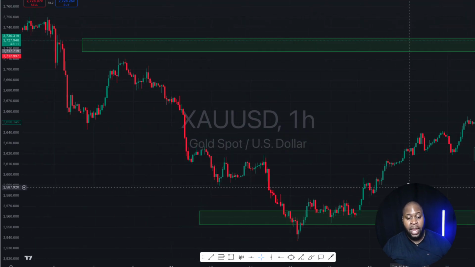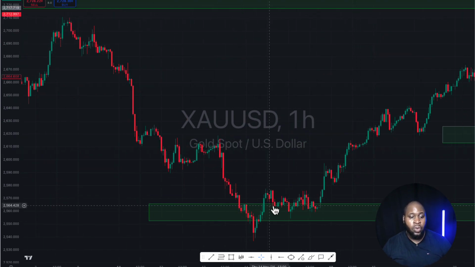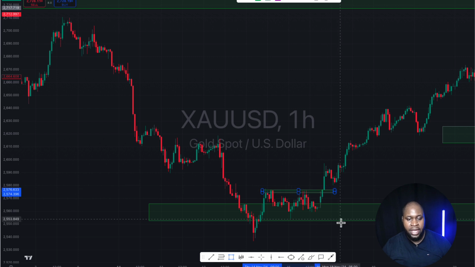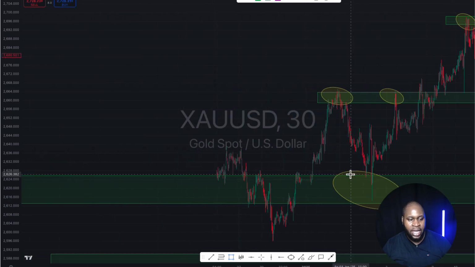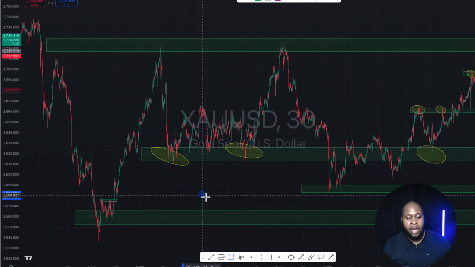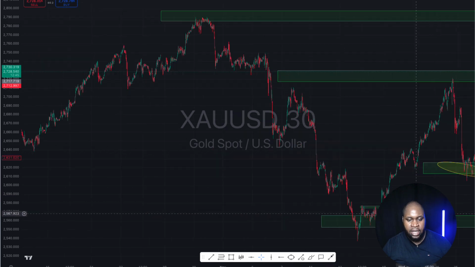So for example, right over here in this area, again, we want to box in price. We have the area of support that price is hitting consistently. We also see an area of resistance that price struggled to break through. The next thing we want to do is go to the 30-minute and see where price broke through with a solid candle closure with the body above the area of resistance. Let's check it out over here.